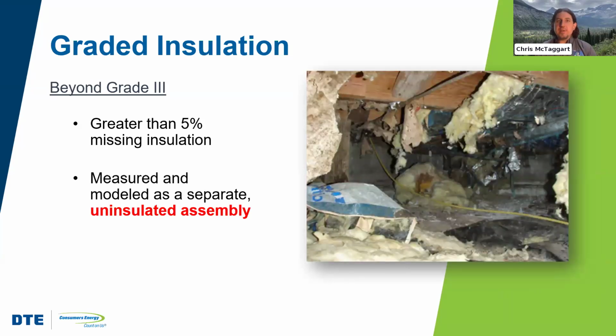Now you can be worse than a grade 3, which would be more than 5% missing insulation, and man, you're really in trouble then. So this crawl space, this is the problem with traditional vented crawl spaces: it's hard to keep insulation in full contact with the floor above. It tends to slump away, and over time the moisture in that environment can really cause it to decay and fall down and become entirely ineffective.